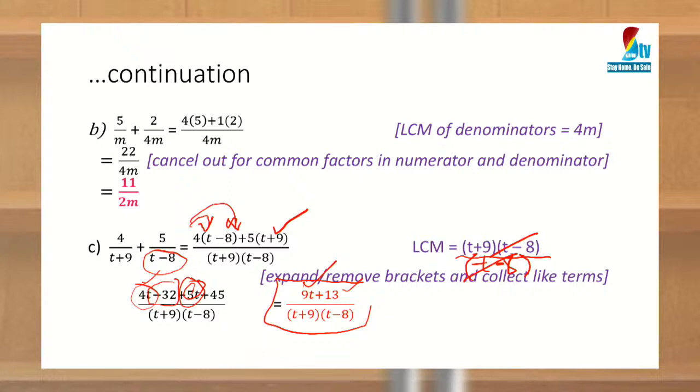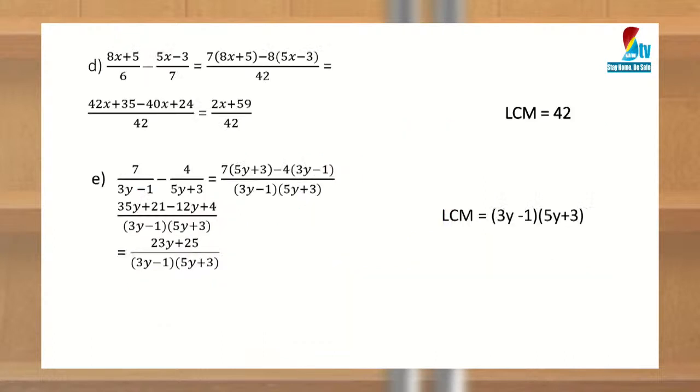And again, please make sure you remove your brackets nicely. You multiply all the terms inside the brackets by the number outside the bracket. Now I am having another example here whereby I want to simplify this problem when I am having a subtraction. I have 8x plus 5 over 6 minus 5x minus 3 over 7.